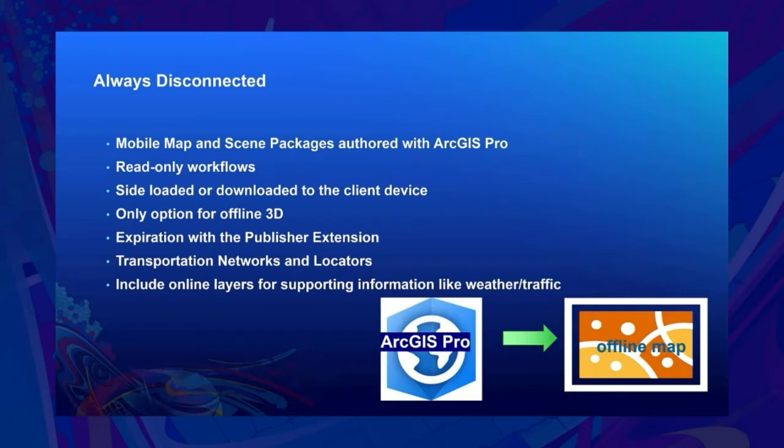So taking all that information together, you're able to create a map in ArcGIS Pro that contains the information you want. And it's very easy using the tools within Pro to just publish a mobile map package. And then you take that offline map and away you go.